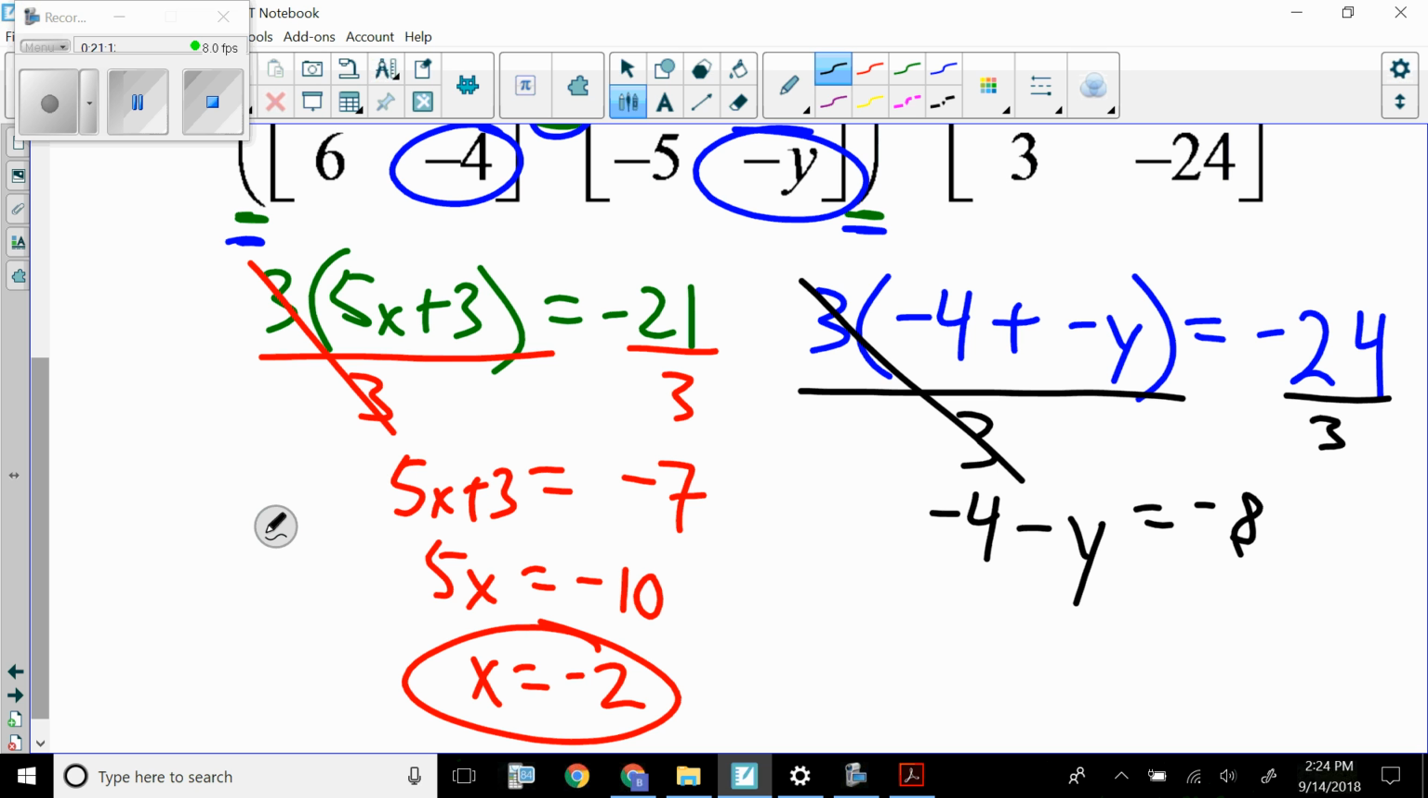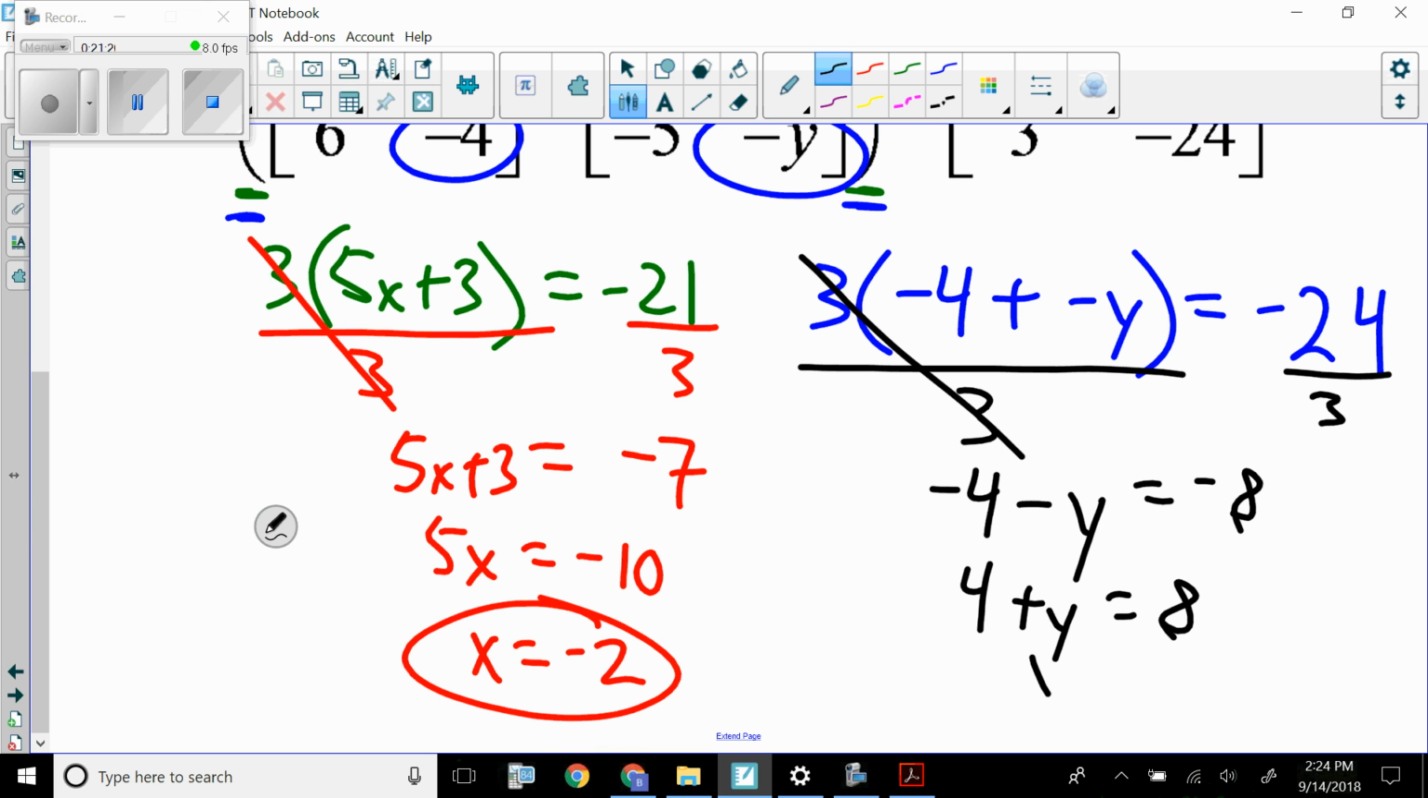Well, I see those are all negatives. Maybe I'll just make them all positives. Subtract 4, and I get y is equal to 4. And that is how you solve a matrix equation. If you do not understand what I did there, pause the video, go back, try to listen to it again, and see if that'll help you out.